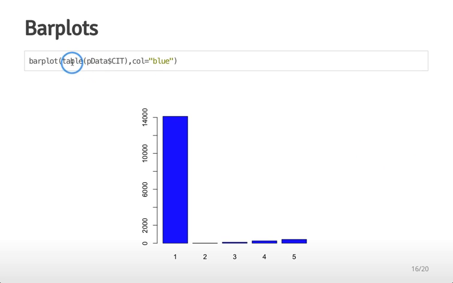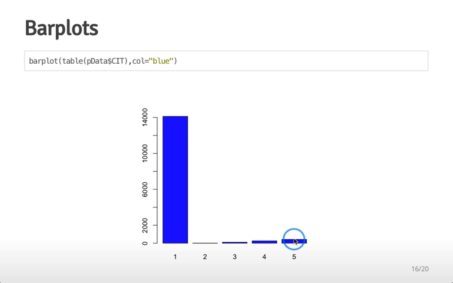In this case, what I've done is I've made a table of the different values of this variable CIT in the data set, and what I've been able to do is then make a count of each level of this variable CIT, which has 5 levels. And so I made a bar plot of those levels, and it makes a bar whose height is equal to the data value that you're seeing. So the first level of CIT has about 14,000 values, and the second level has a much smaller number of values, and then it's sort of increasing up to 5.